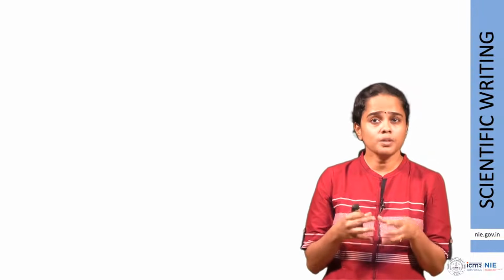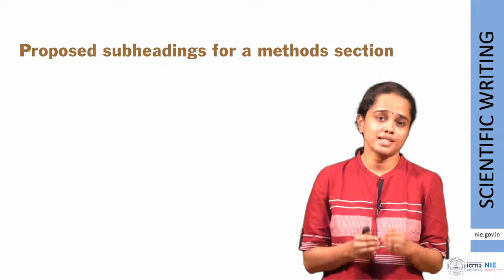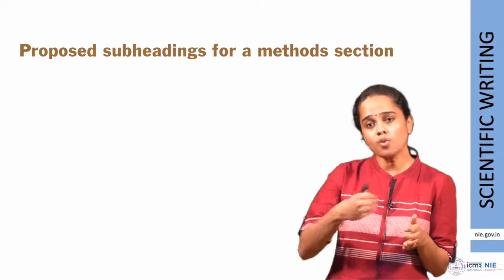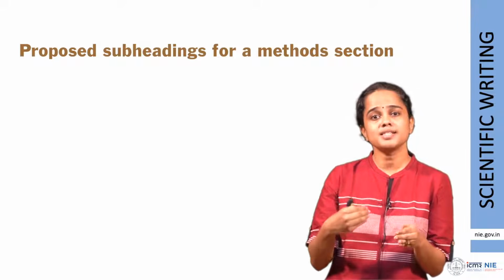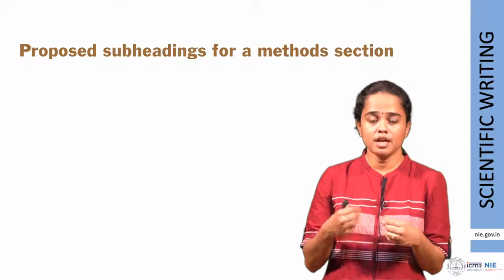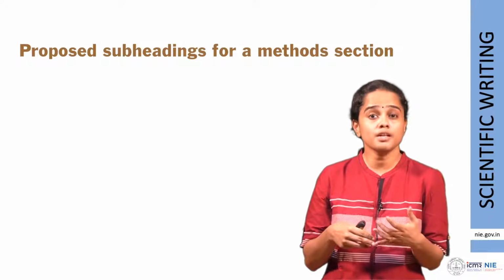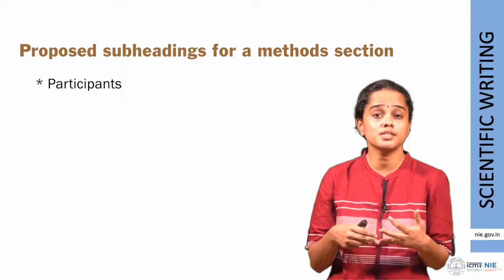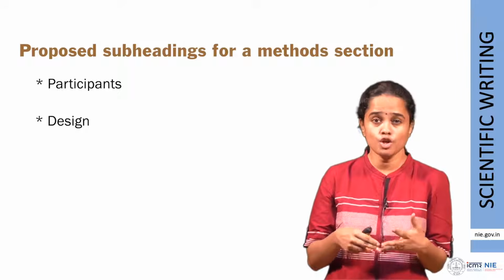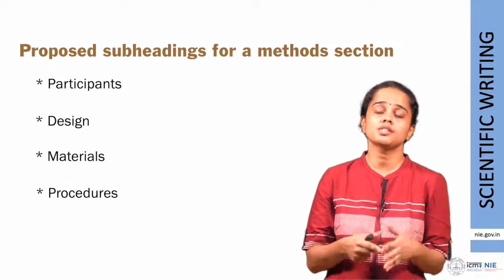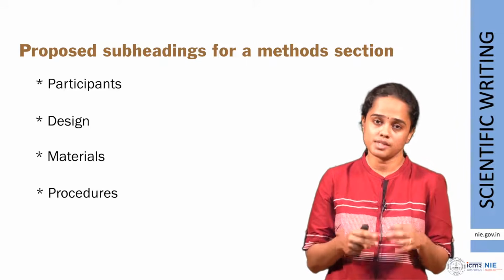So, what are the proposed subheadings of a method section? We have just seen why the method section is important. Now we will see how the method section can be subdivided. Broadly speaking, in the method section, you talk about your study participants, you talk about the research design, you talk about the materials that were used and the procedures that were followed in your study.